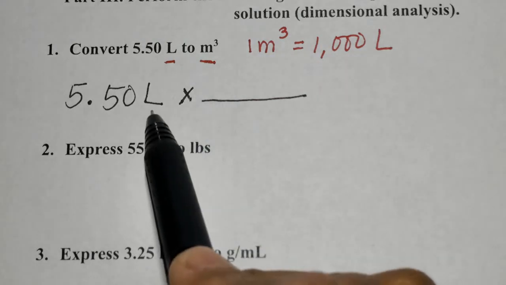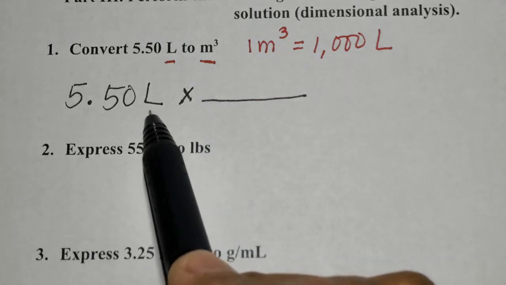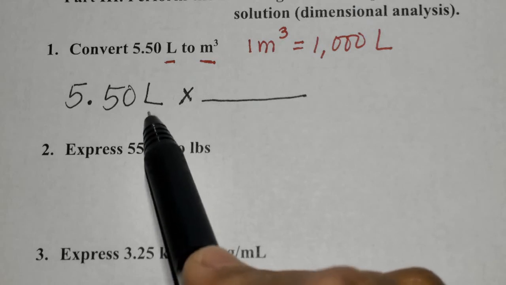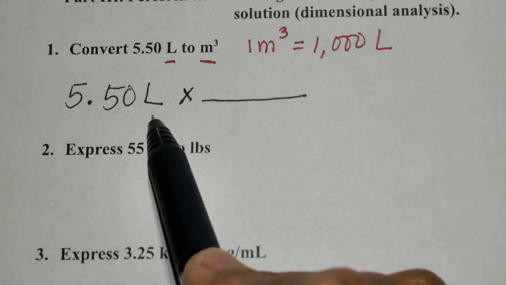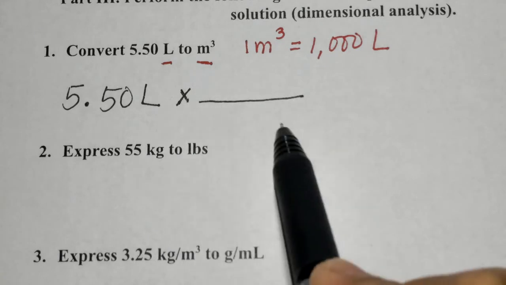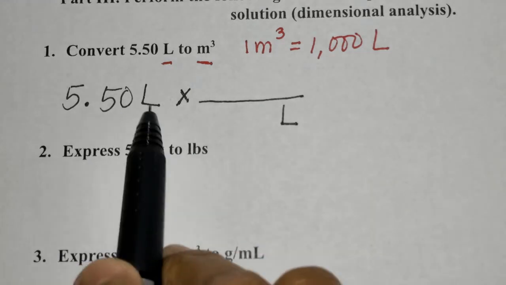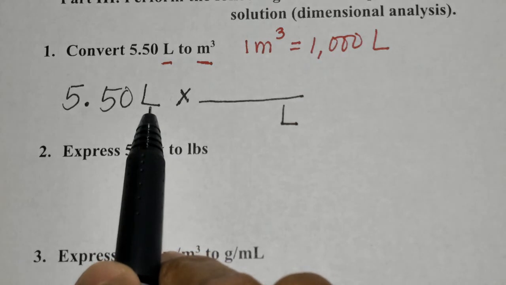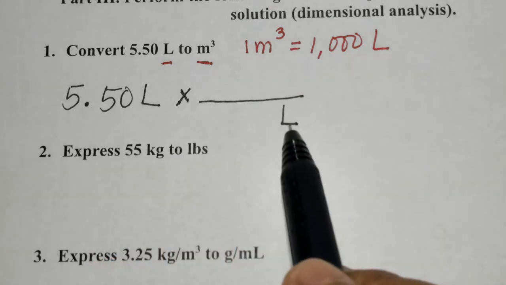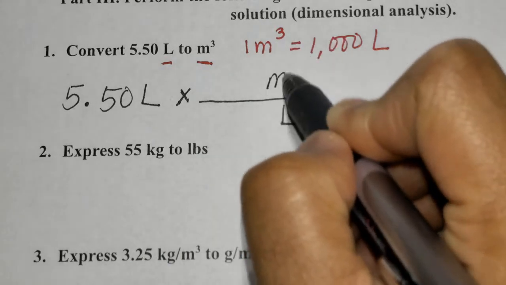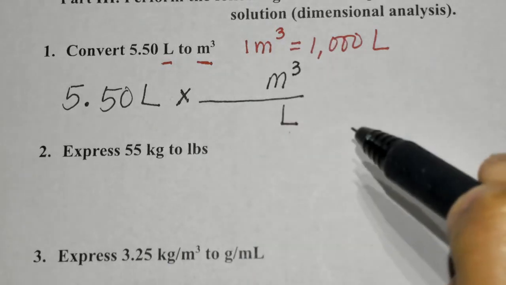How do we cancel the liter in the given here? Your liter in the given is taken as a numerator, meaning it's above. To cancel something above, you have to have something below. So in this expression, I have to have a liter below so that the liter in the given gets to cancel out. And because this liter is below, the m cube will be on top automatically.